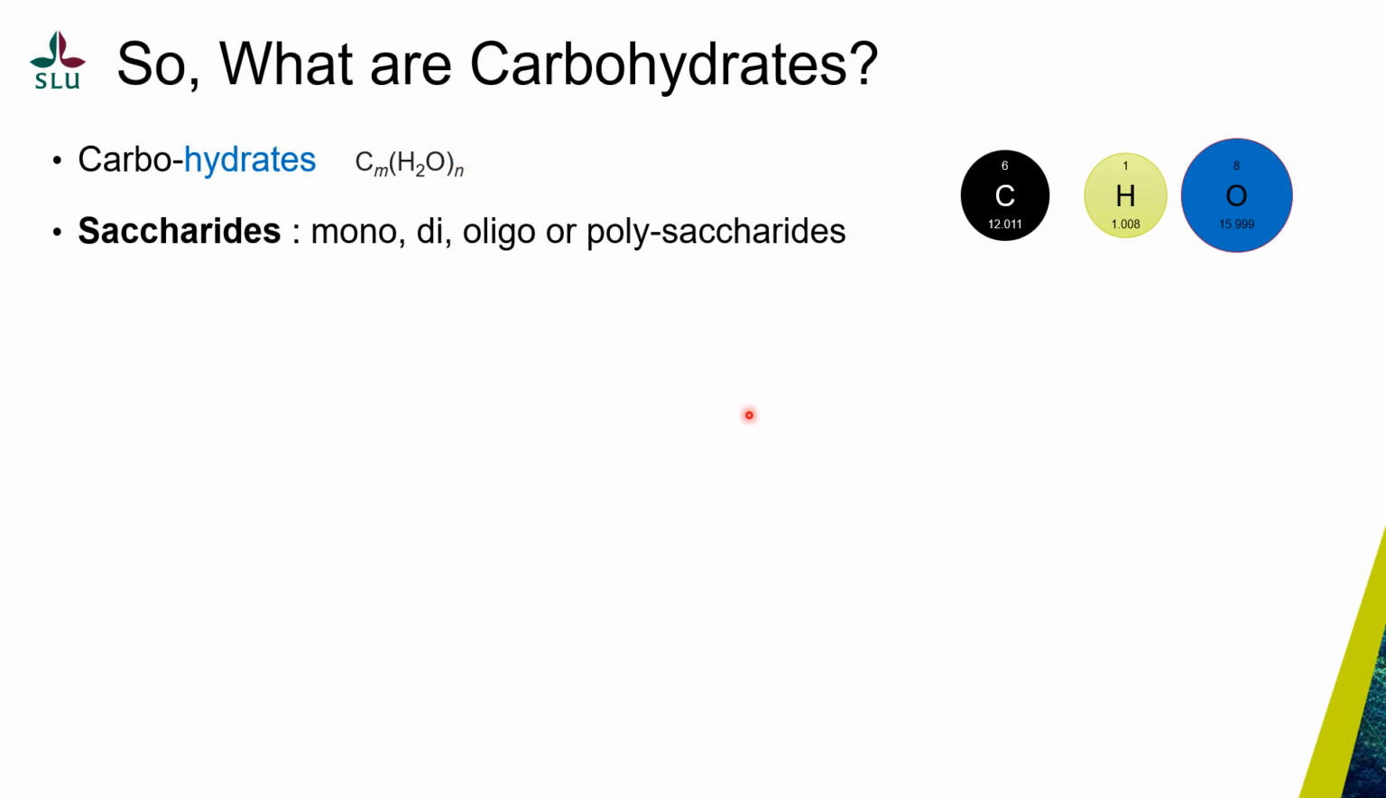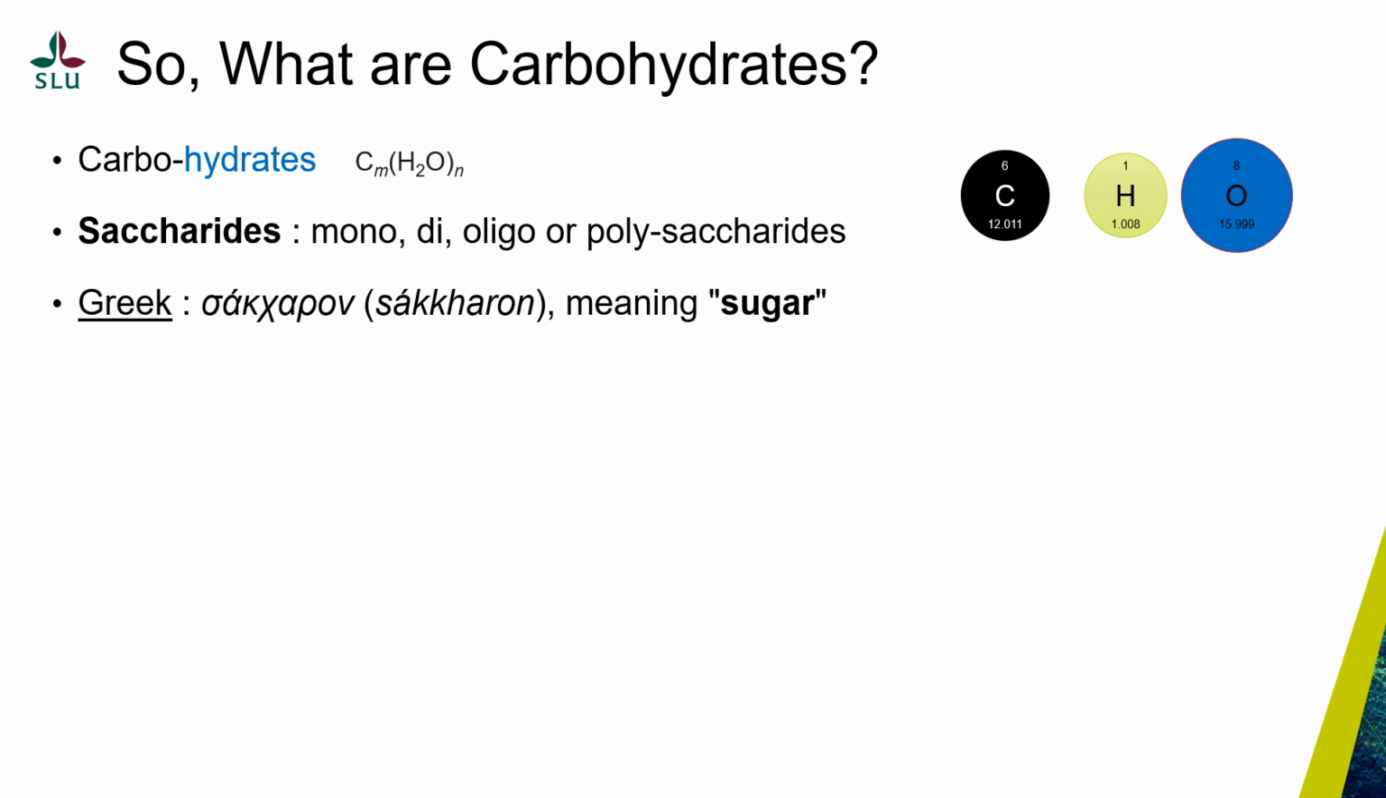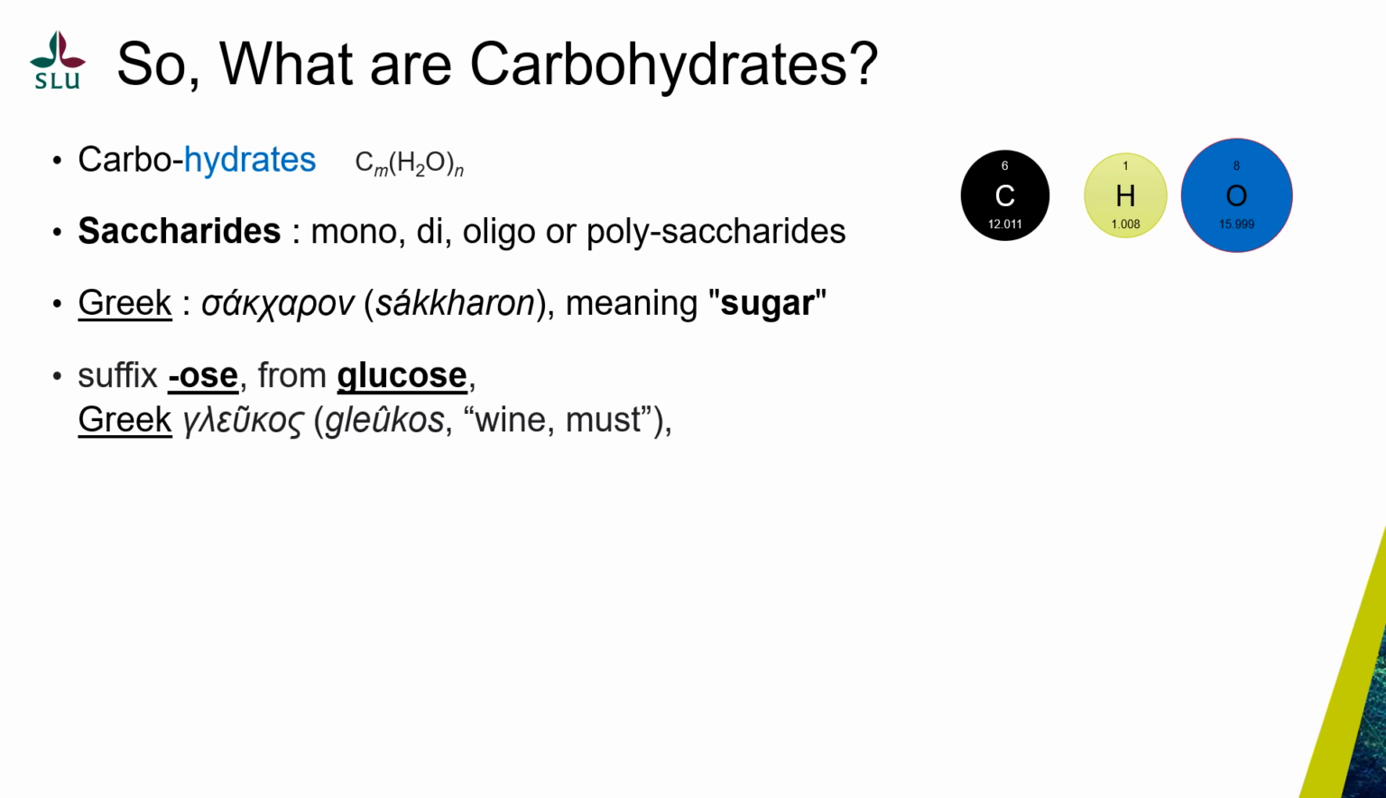If you look at the explanation in Greek, it's derived from a Greek word which is called saccharon, which means sugar. So all of the carbohydrates are usually sugars, and it has a suffix which is O. So if it is made up of glucose repeating units, then it will be glucose. So that means like wine or must. It derived from these words beginning from the Greek era.